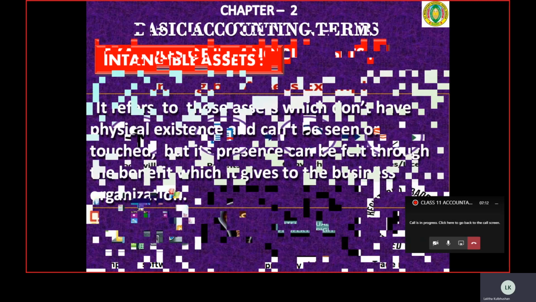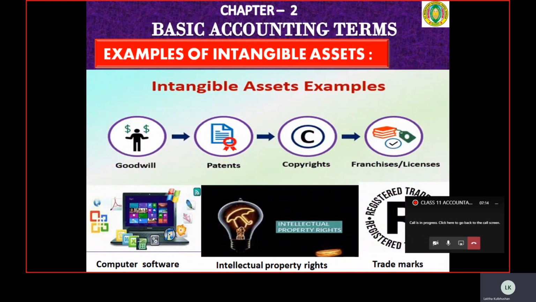So some examples of the intangible assets which we are going to deal with here are goodwill, patents, copyrights, franchisee and licenses, computer software, intellectual property rights, trademarks. These are general examples of the intangible assets. Out of that, according to the present need, let's discuss a few things. The first example here is goodwill.